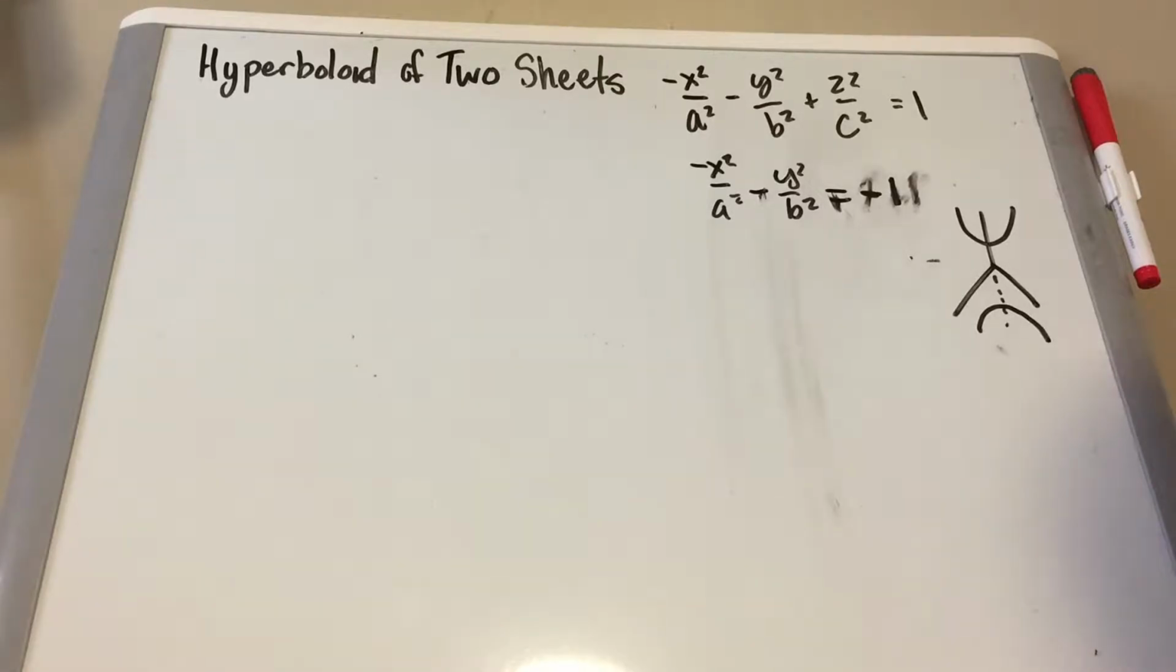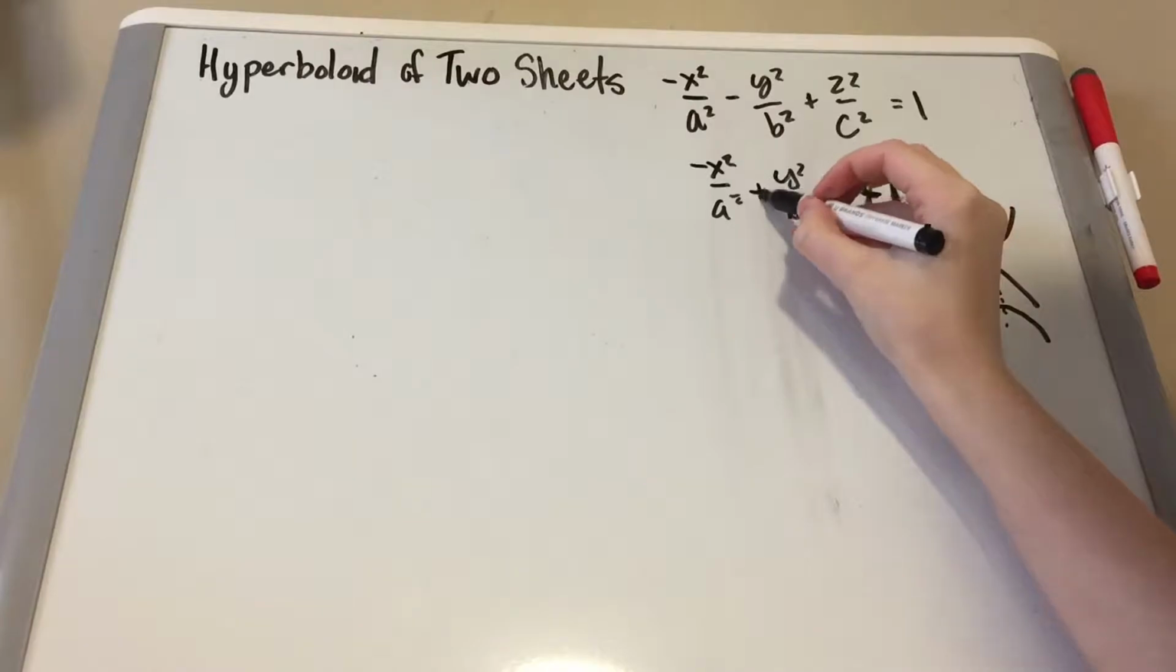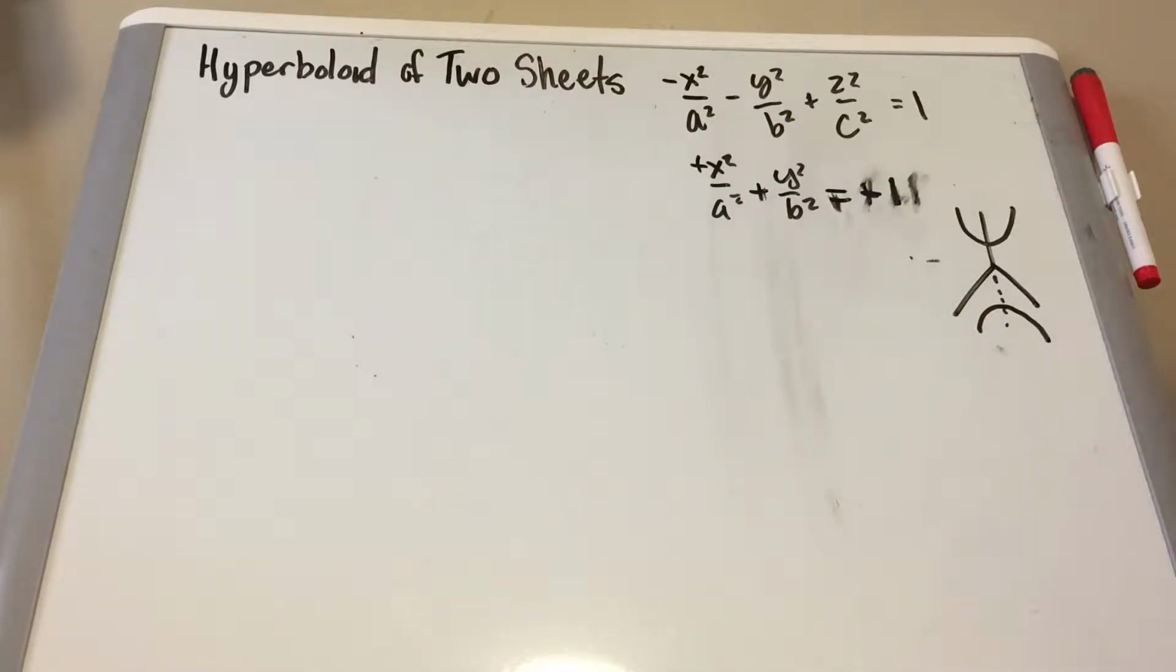And if we eliminate the negative signs, we divide everything by negative 1, we can see that we get the equation for an ellipse. And therefore, the horizontal traces are going to be ellipses.